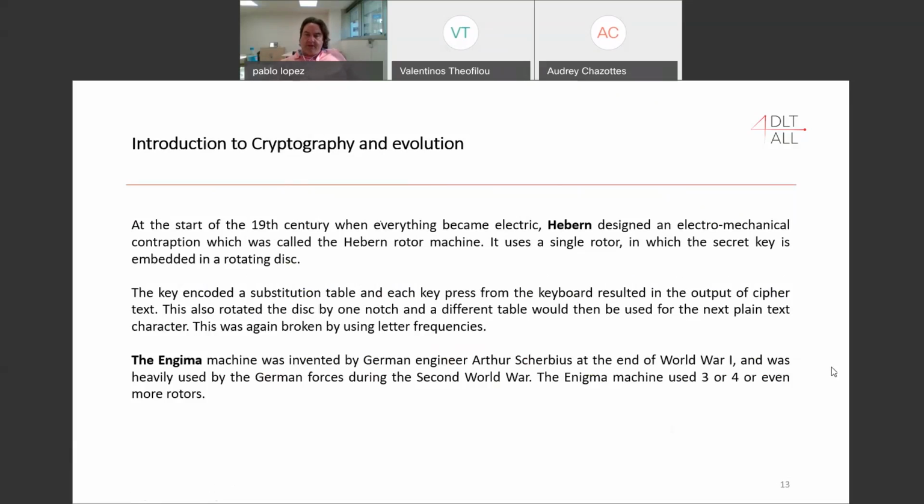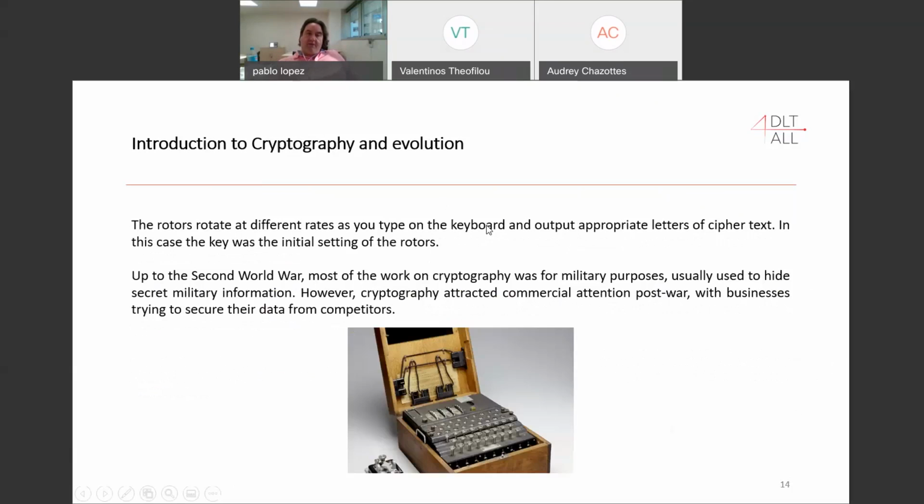Well, the Enigma machine, as I was trying to introduce, was a machine invented by the German engineer Arthur Scherbius at the end of World War I, and was heavily used by the German forces during the Second World War. The Enigma machine used 3 or 4 or even more rotors, the same rotors that we talked about before. The rotors rotate at different rates as you type on the keyboard and output appropriate letters of ciphertext. In this case, the K was the initial setting of the rotors.